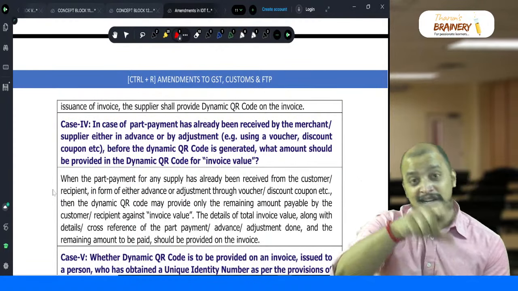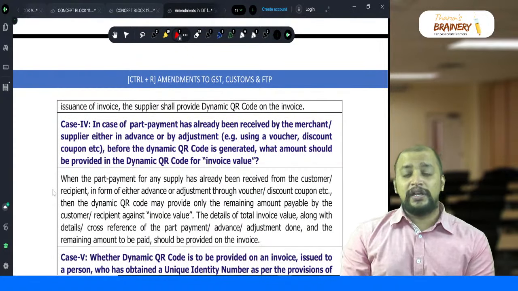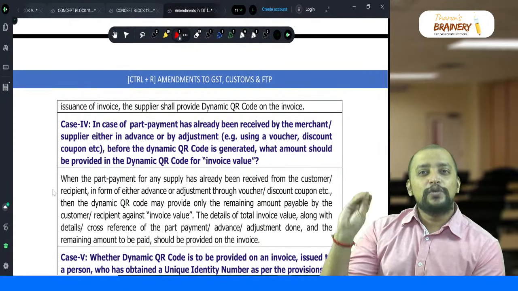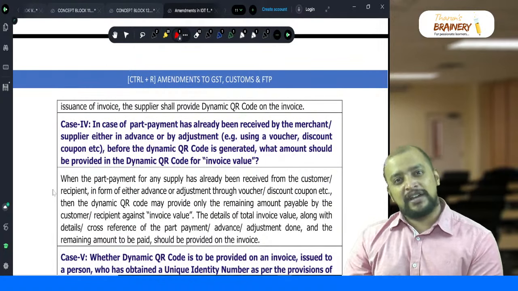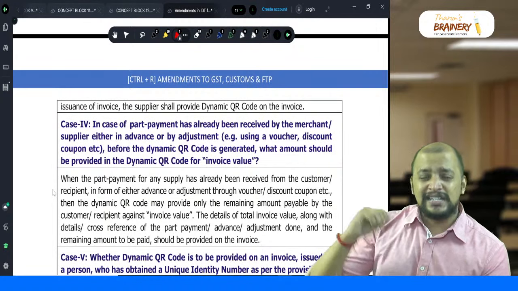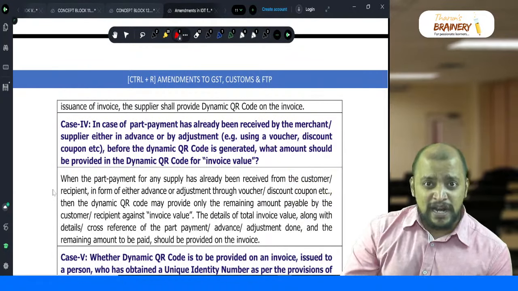Now you need to break your head in a different place. That is the UIN holder. What is your answer? B2B or B2C? Who is a UIN holder? Just because he gets one identification number, can we call him a registered person? We cannot call him a registered person. He is an unregistered person only. But he will be getting a refund of GST paid on inward supply.